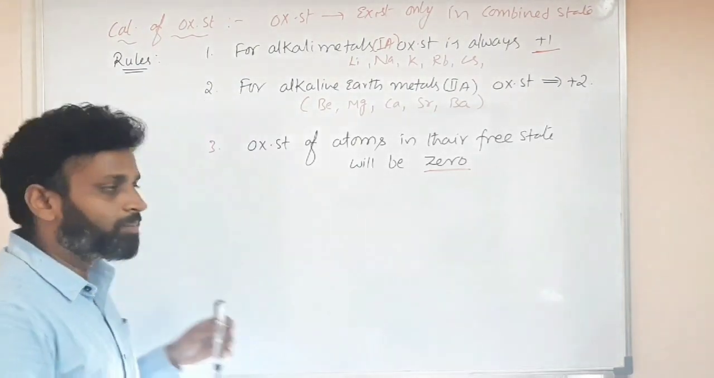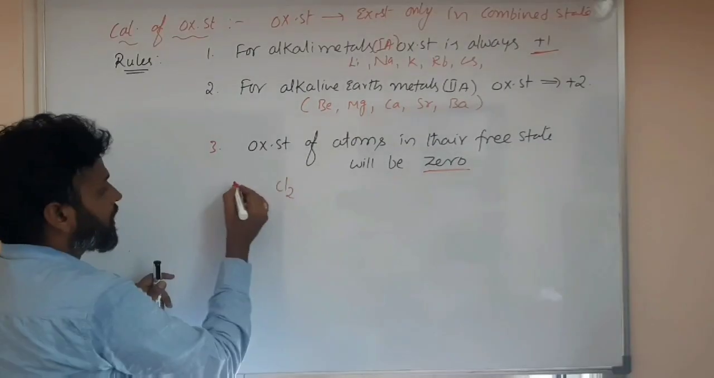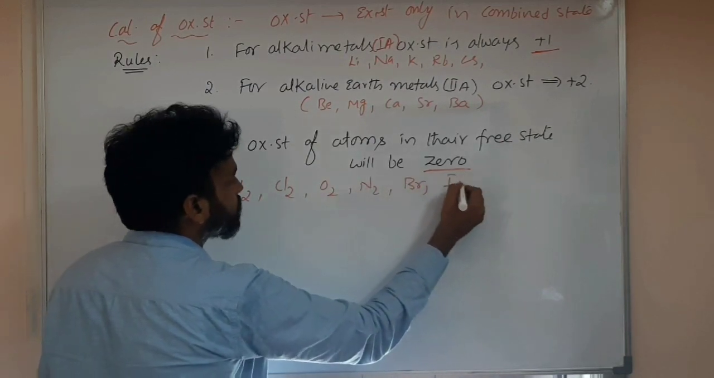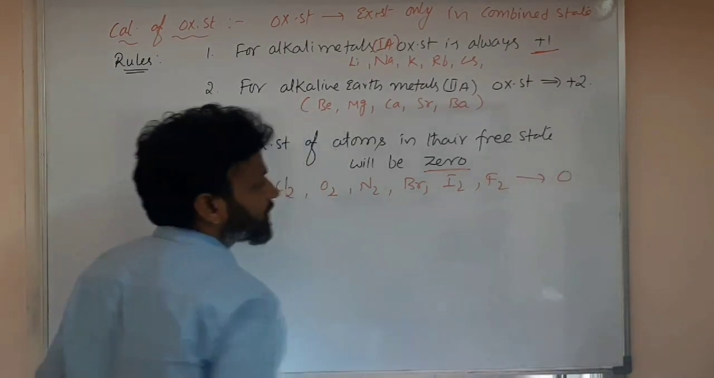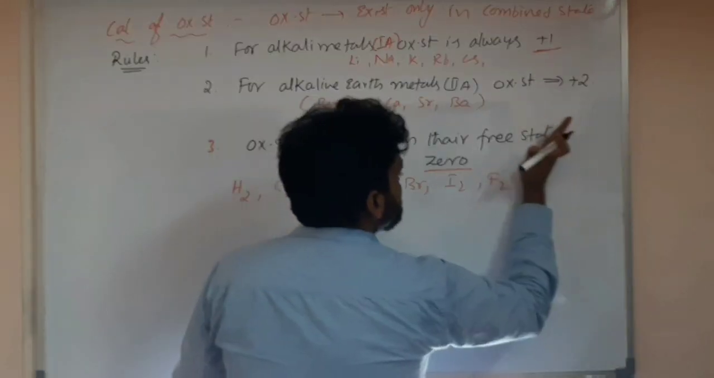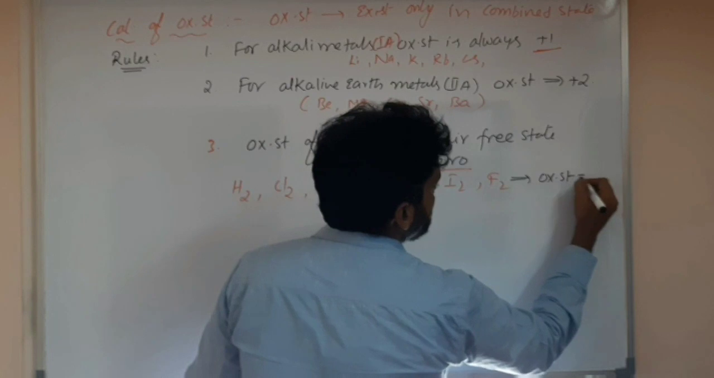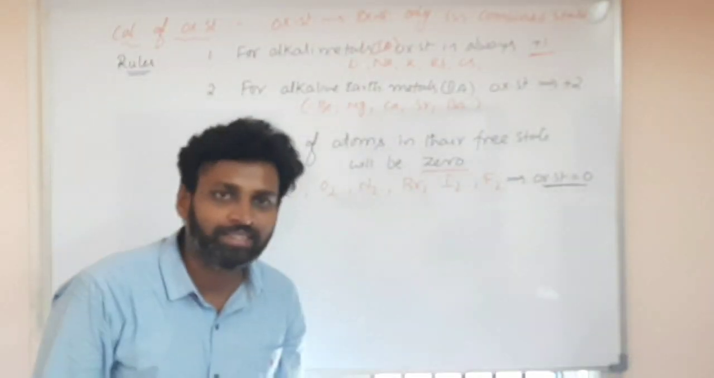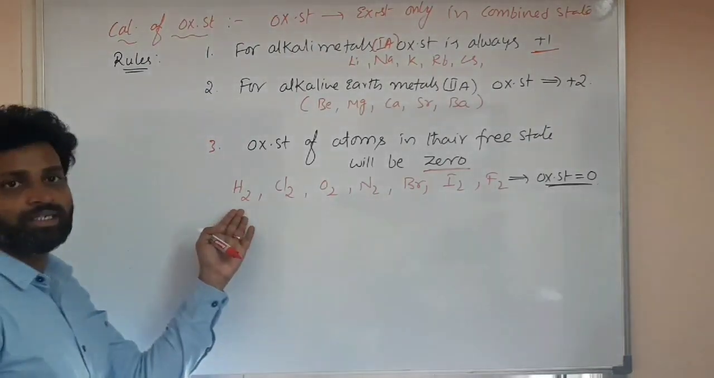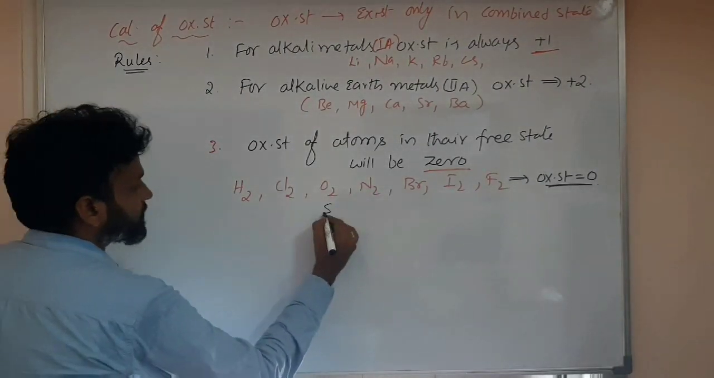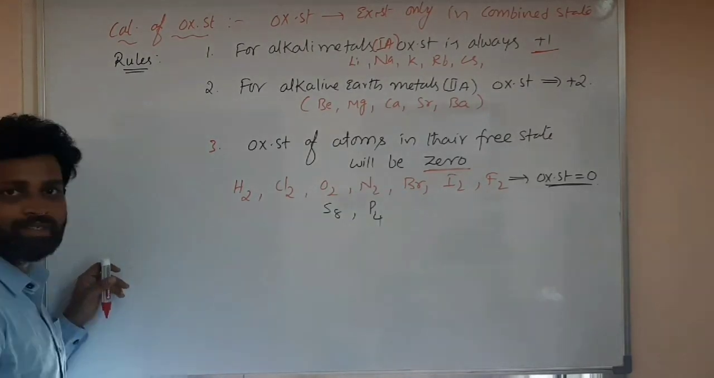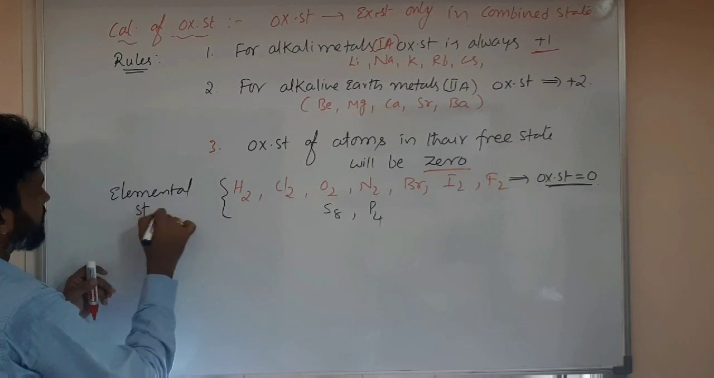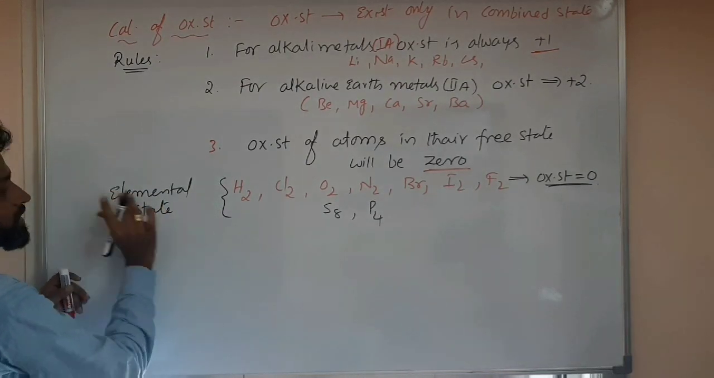Remember this one. Elemental state means what, sir? Suppose Cl2. This is elemental state. H2, Cl2, O2, N2, Br2, I2, F2, whatever. For all these, oxidation state we will consider as 0. Understanding, everyone? Elemental state means existing state in nature. How hydrogen exists? Diatomic. Suppose S8 sulfur, oxidation state 0, P4 oxidation state 0. Because these are the elemental state. In elemental state, oxidation state will be 0.